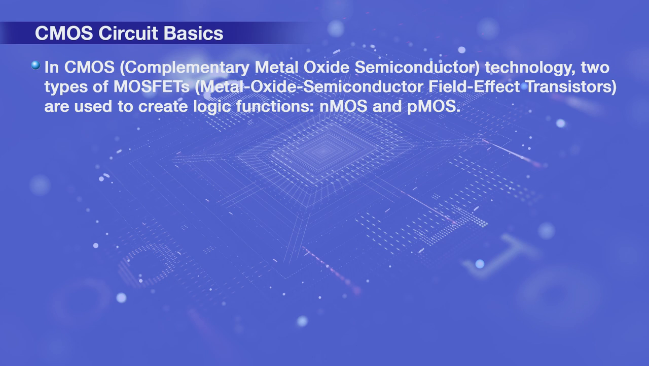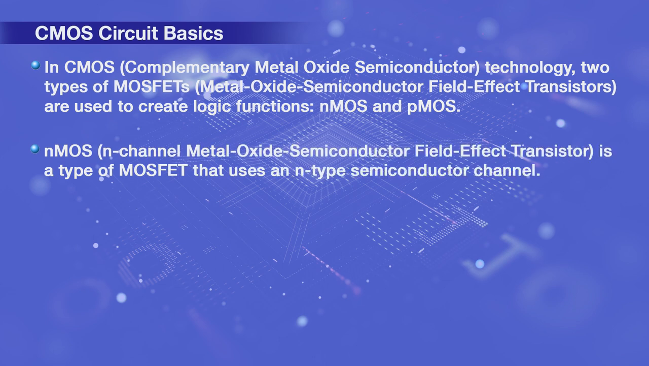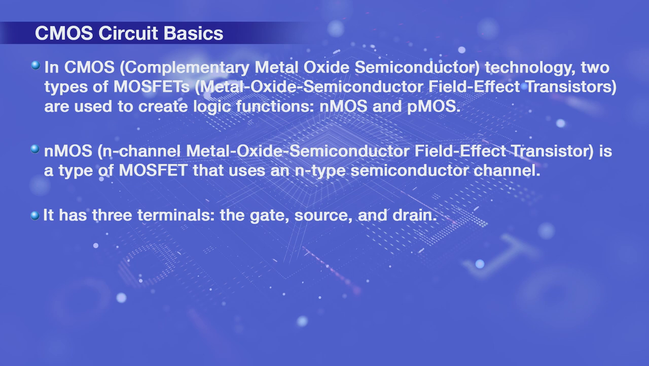In CMOS technology, two types of MOSFETs are used to create logic functions. MOSFET stands for metal oxide semiconductor field effect transistor. There are two types of MOSFETs. First one is NMOS and second one is PMOS. NMOS is an N-channel metal oxide semiconductor field effect transistor. It is a type of MOSFET that uses an N-type semiconductor channel. It has three terminals: gate terminal, source terminal, and drain terminal.